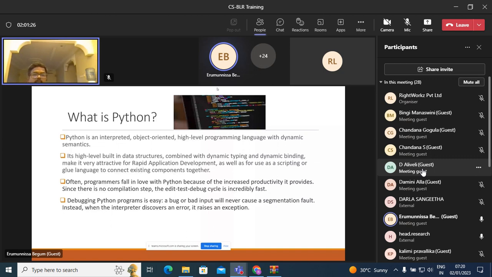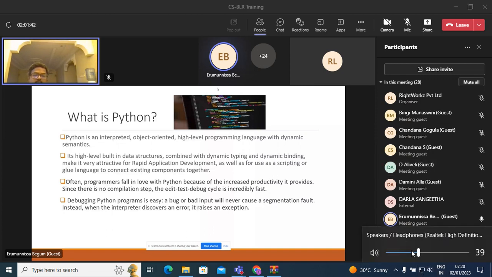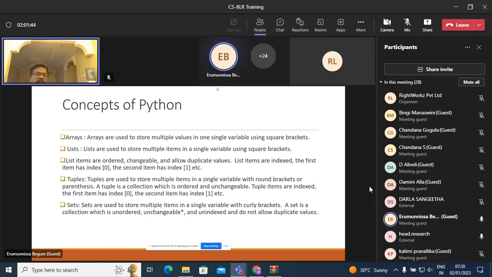Then Python can be executed in two ways: one is the IDLE way and another is the scripting way. Python data types are integers, characters, float, double, etc. Then Python has collections. A few concepts or collections are arrays, lists, sets, tuples, and dictionaries. These are the main concepts which are important in basics.